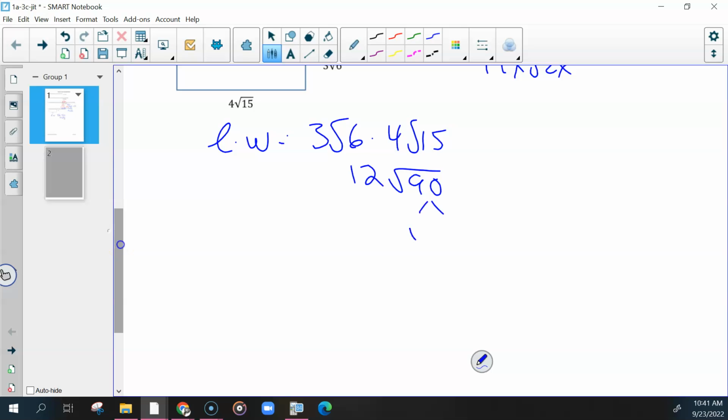We're using perfect squares. We can do 9 and 10. The square root of 9 is 3. And we're multiplying that to 12. So our final answer would be what? 36.